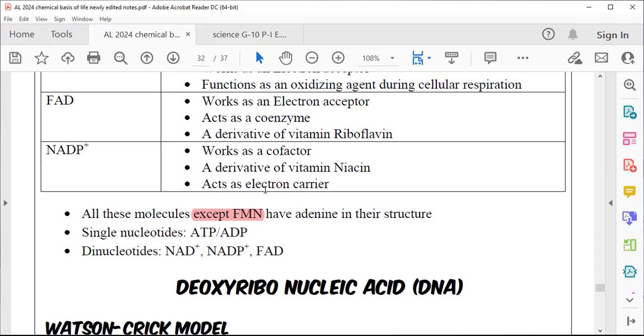All these molecules have adenine in their structure. That's why there is an A there. What is the common letter found in all these? ATP, ADP, NAD, NADP, FAD. What is the common letter you find in all of these? A. That A is standing for which nitrogen base? Adenine. That's what you want to know. Clear?